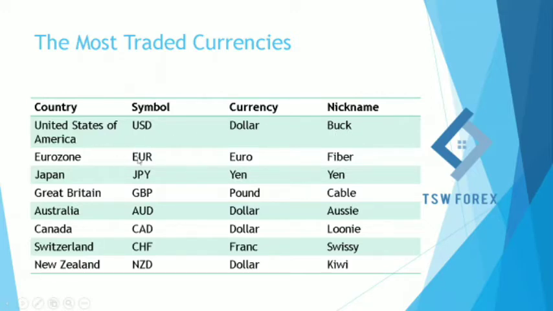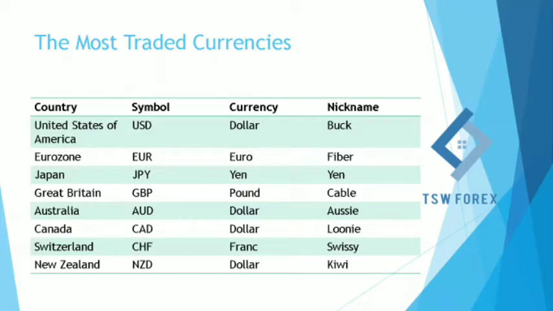Eurozone, and of course the Eurozone is not a country, but a region, a group of countries that come together and have a mutual economic zone. So we call that the Eurozone, and the symbol for that is EUR. The second most traded currency in the world, the euro, and the nickname is fiber. Third, Japan, symbol JPY, currency yen, nickname same name, yen. Great Britain, GBP, currency pound, and the nickname is cable.